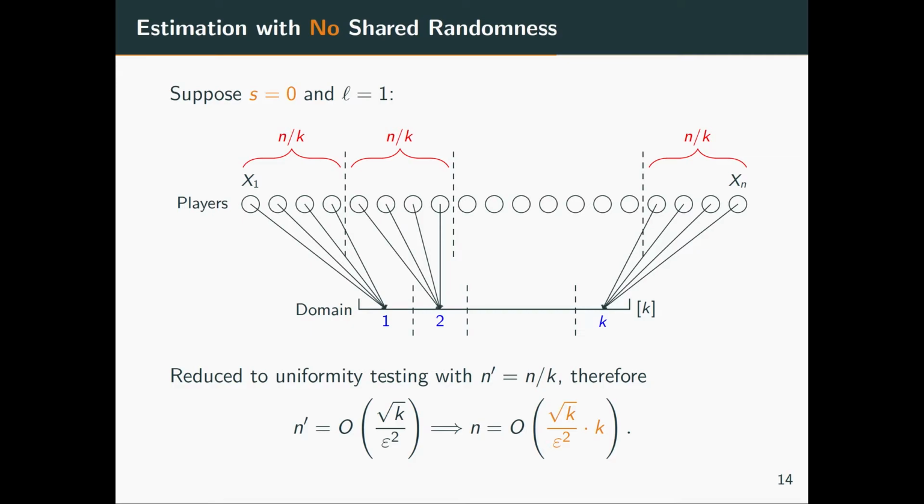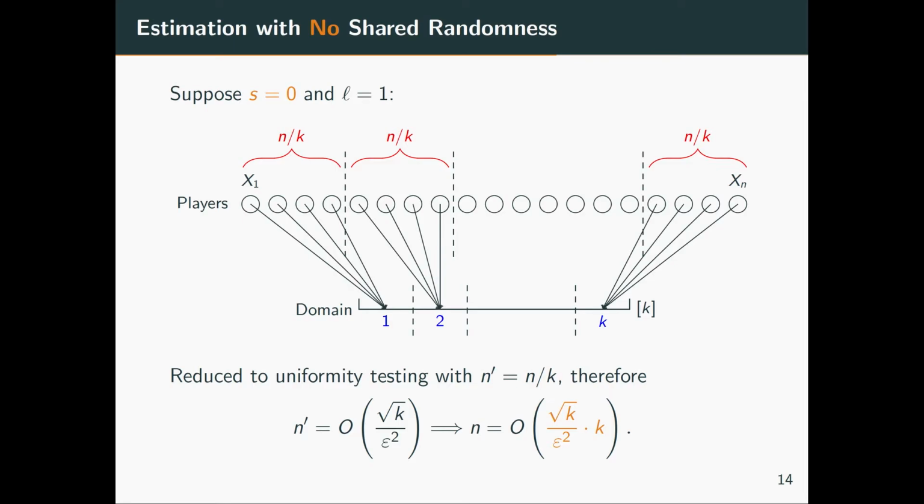From now on, we will focus on the case with communication constraints, where each user can only send 1 bit. Because each user can only send 1 bit, they cannot send their original samples. What we will do is divide the domain into k singletons, and we also divide the users into k subgroups, each of size n over k. Within each group, the user sends whether their sample lies in the corresponding singleton or not. You can show that, up to constant factors, with this procedure we can reduce the problem to a uniformity testing problem with number of users n' equal to n divided by k.